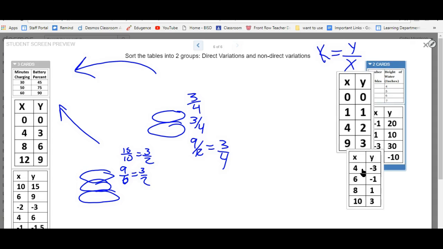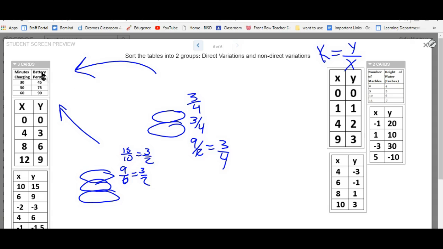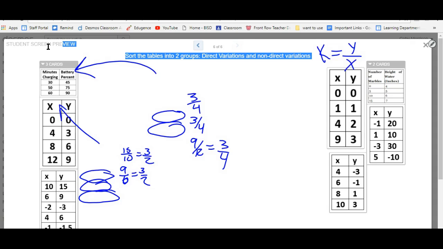I'm going to separate these just so you can see them. But these are the non-direct variations over here, and these three are the direct variations there.